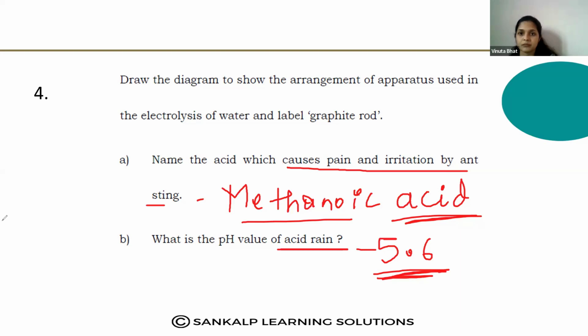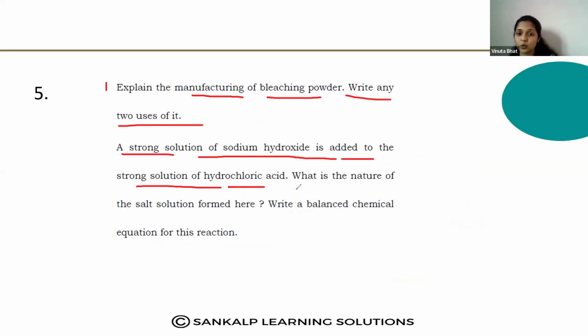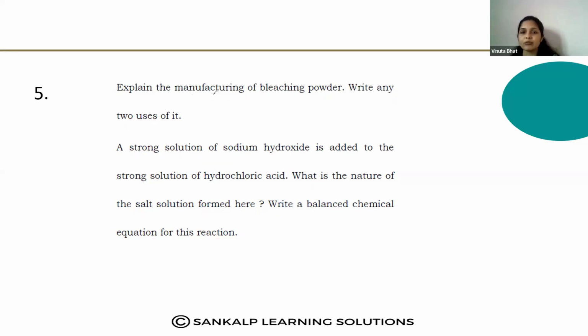Next question. Explain the manufacturing of bleaching powder. Write any two uses of it. This is the first question. A strong solution of sodium hydroxide is added to the strong solution of hydrochloric acid. What is the nature of the salt solution formed here? Write the balanced chemical equation for this reaction. So this is the second question. Here, explain the manufacturing of bleaching powder. Write any one uses of it here.